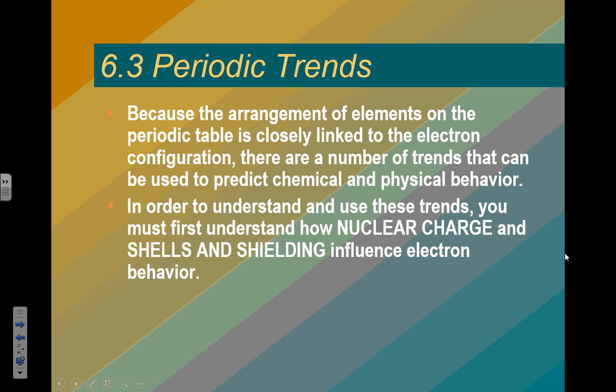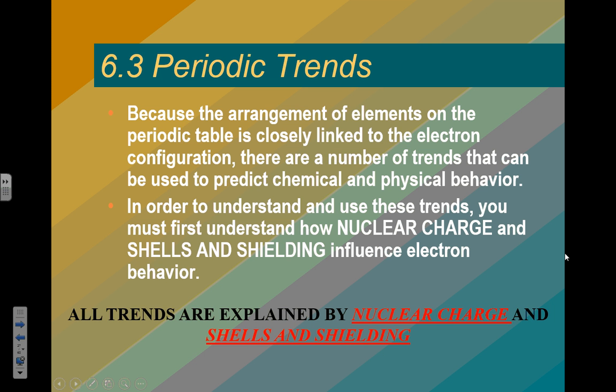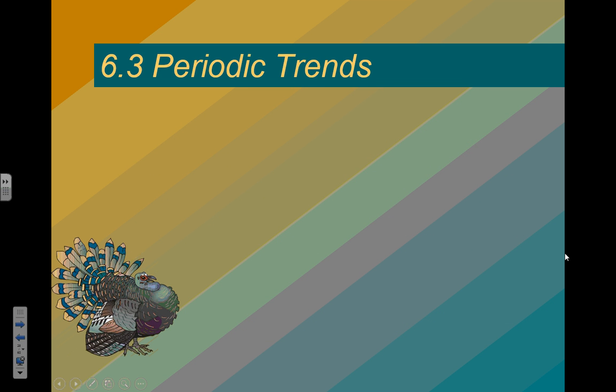And nuclear charge, another word for that, nuclear strength. So we've got three S's here, strength, shells, and shielding, that I really want you to have a concrete understanding of before we go forward. And what you need to understand is all trends are going to be explained by nuclear charge and shells and shielding. When you put these together, really all the rest of the stuff we talk about is going to come as a natural consequence of understanding them.